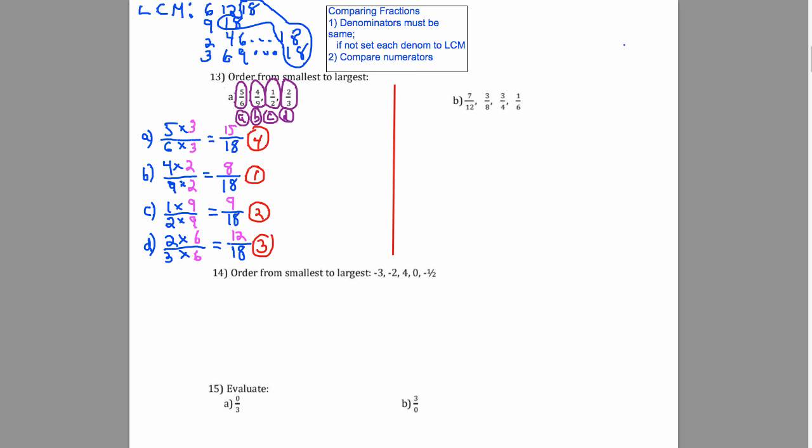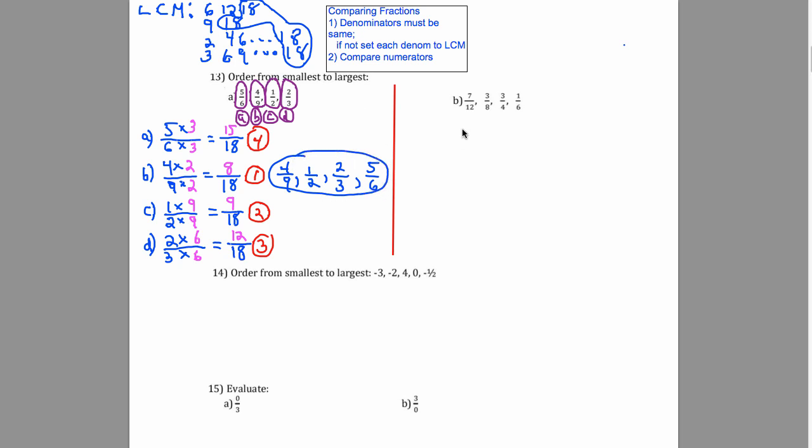Now the choices on the test from which you'll have to choose will not have your equivalent fractions as choices, but what we started with. So the answer will be 4/9, because that's what its equivalent fraction is, followed by 1/2, followed by 2/3, and finally 5/6. So this sequence from smallest to largest is the answer.